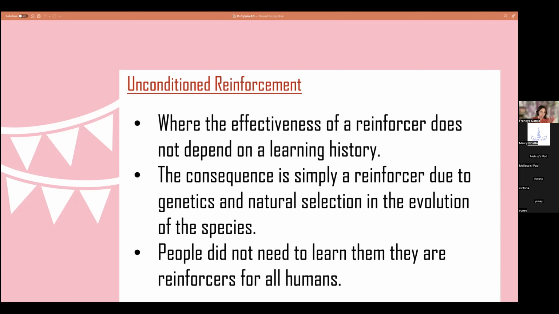So, unconditioned, we're humans. This is stuff that we do because we are humans, because we need shelter, because we need food and water. That is what you should put into your brain when we're thinking about unconditioned. People did not need to learn them. They are reinforcers for all humans. Eating is a reinforcer for all humans because if we don't eat, we die. Sleeping is a reinforcer for all humans because if we do not sleep, we die. So think about it like that. If you don't do it, you die. Unconditioned.